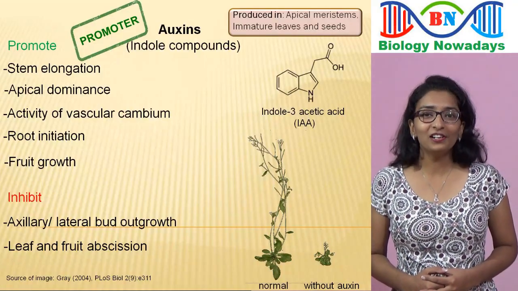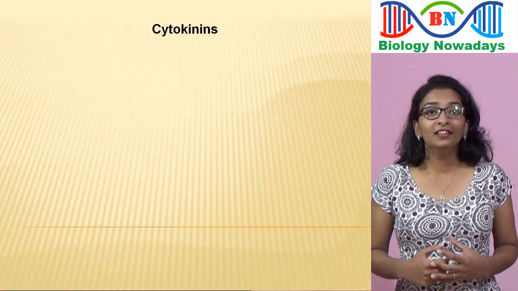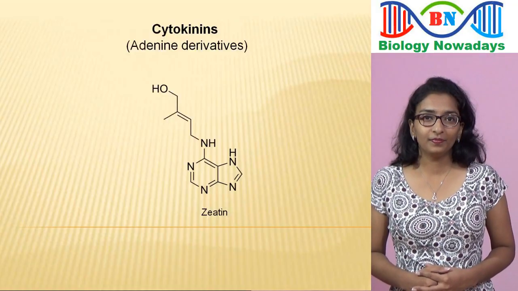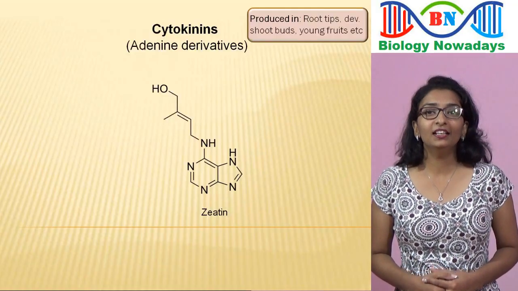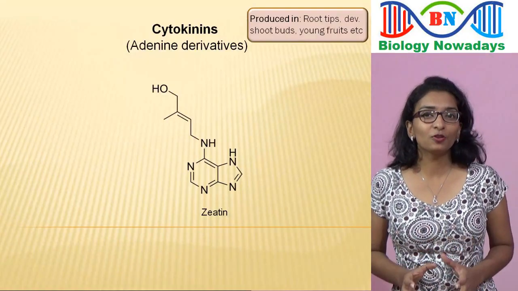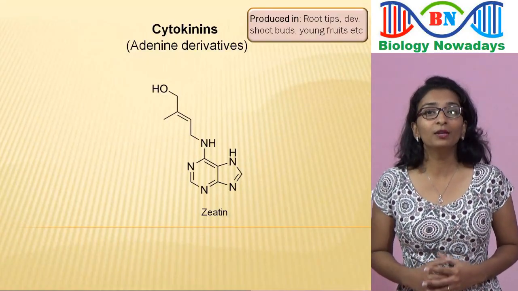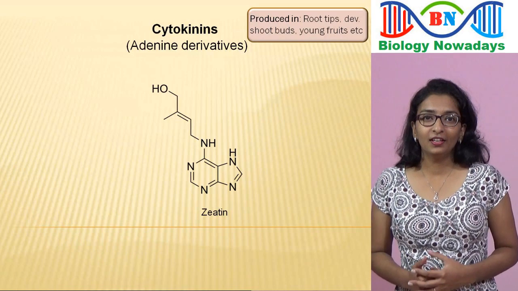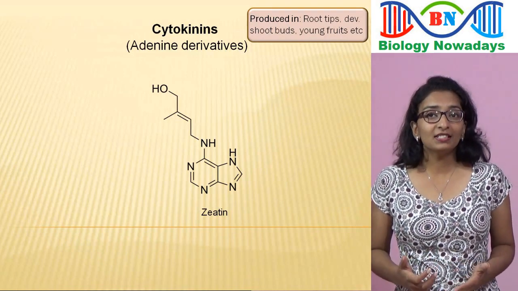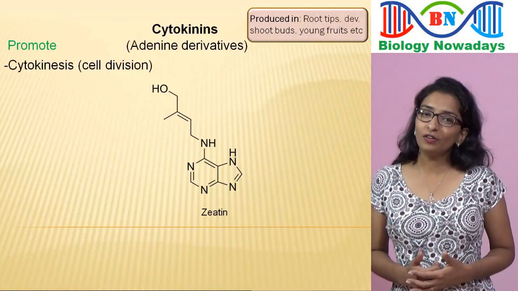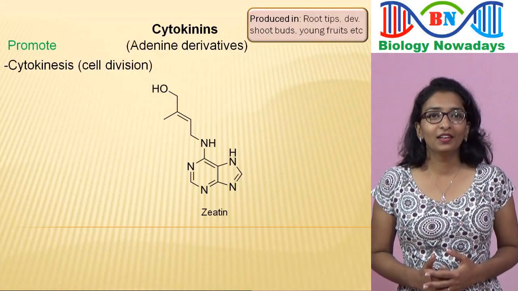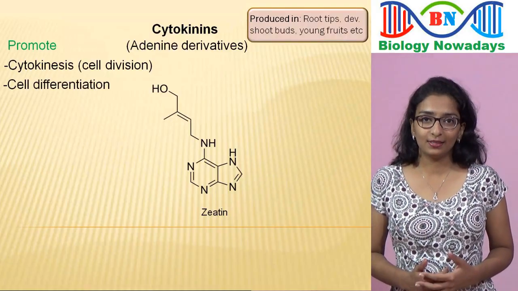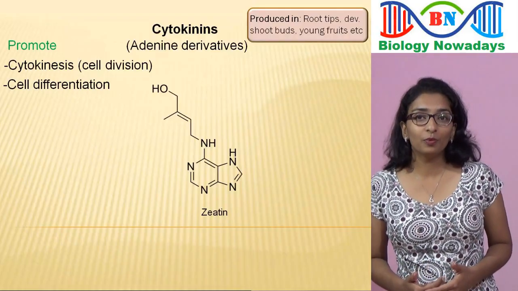Now let's see what the functions of cytokinins are. They are adenine derivatives. Zeatin is the most abundant cytokinin. Cytokinins are produced mainly in root tips. Small amounts of cytokinins are also produced in actively growing plant parts such as developing shoot buds, young fruits, etc. Cytokinins are called so because they promote cytokinesis, or in other words, cell division. They also promote cell differentiation, that is, specialization of cells. They play a major role in promoting shoot growth.